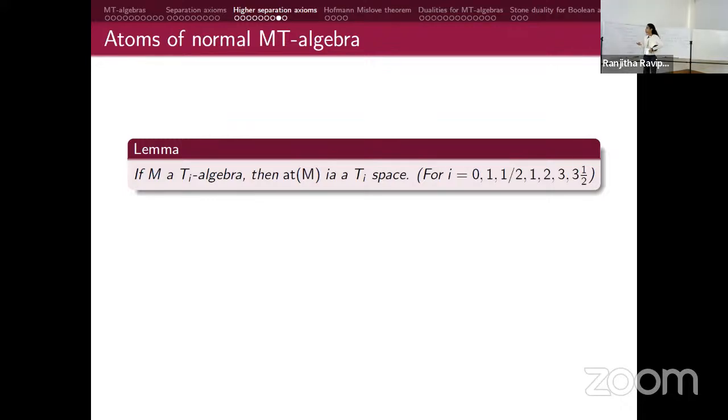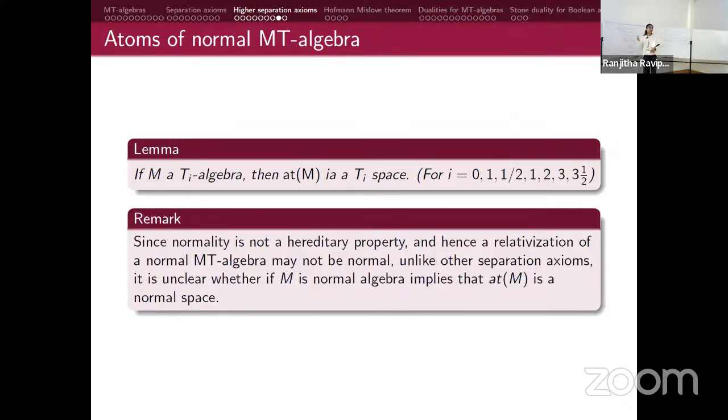But the problem is with normal. Suppose I have a normal empty algebra, the atoms of my normal empty algebra will not give me a normal space. For quite long, I was trying to prove it and it was very difficult. Then I think at 2023 BLAST, somebody gave a presentation where they were talking about something maybe everybody knows, but it didn't cross my mind. A subspace of a normal space is not normal, right? It's not true only for normal. A subspace of a Hausdorff space is Hausdorff, a subspace of a completely regular is completely regular. All the subspaces satisfy that.